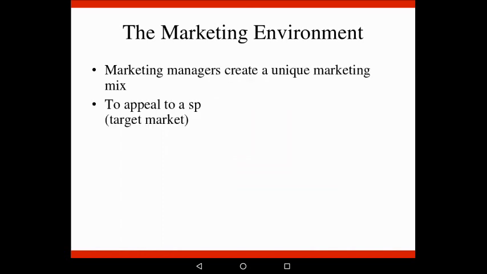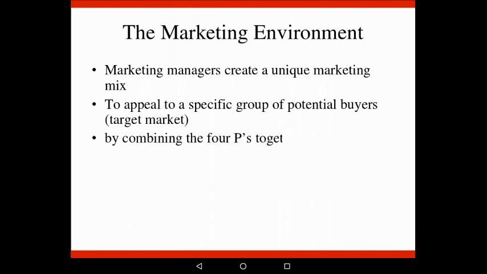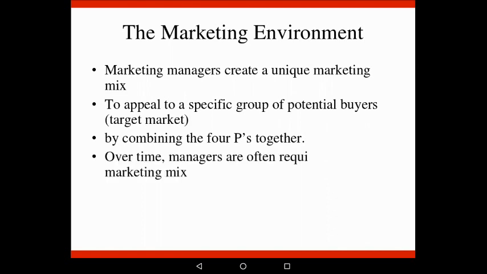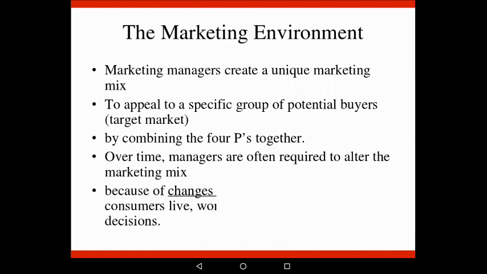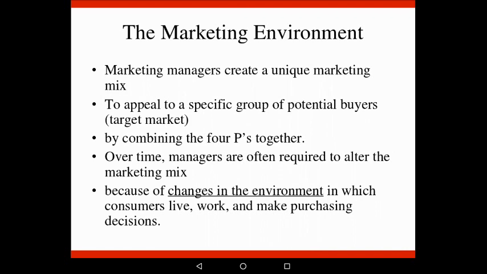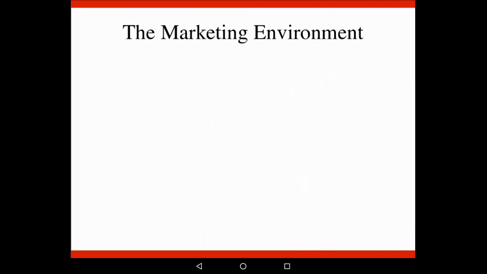Marketing managers generally create a unique marketing mix, which is product, price, place, and promotion, to appeal to specific groups of people, which we call the target market. They do this, as I've said before, by combining the 4 P's together. Over time, managers are often required to alter that marketing mix so that it better suits the needs of the target market, usually because of changes in the environment in which the consumers live and work and make their purchasing decisions.